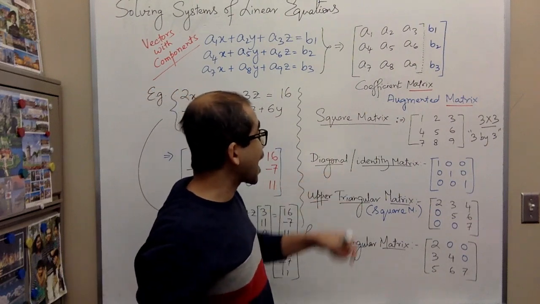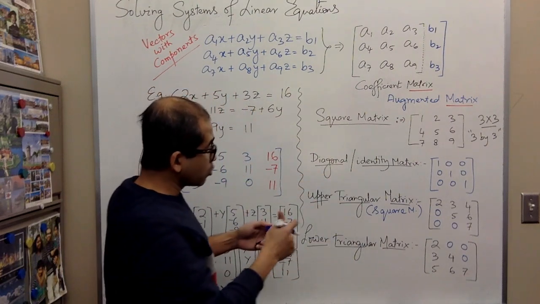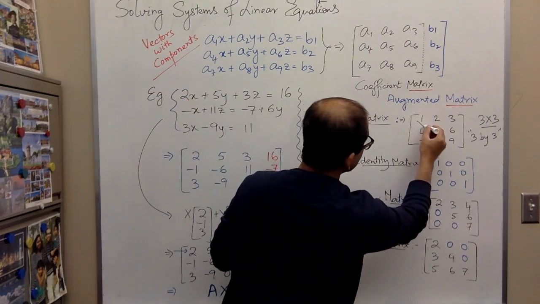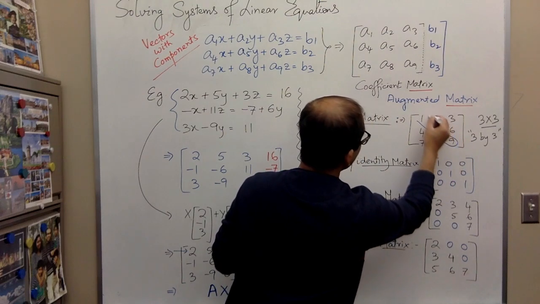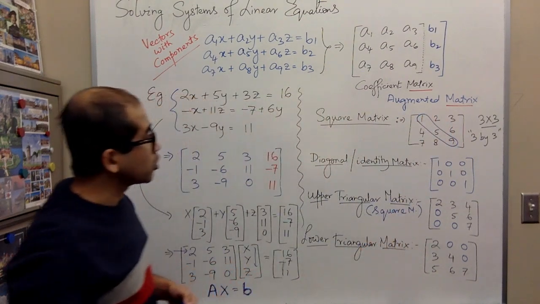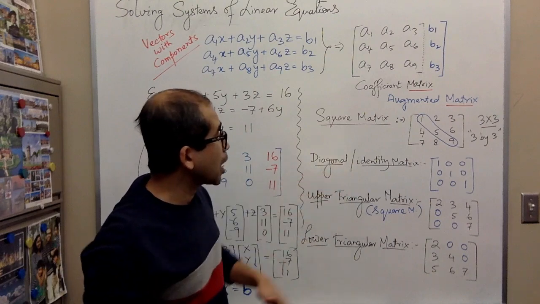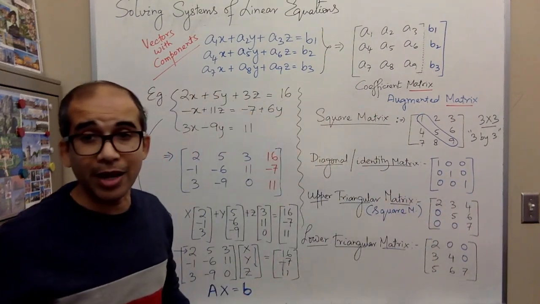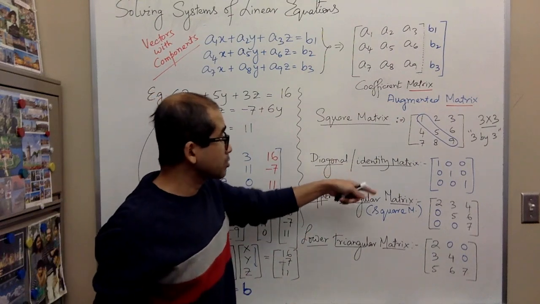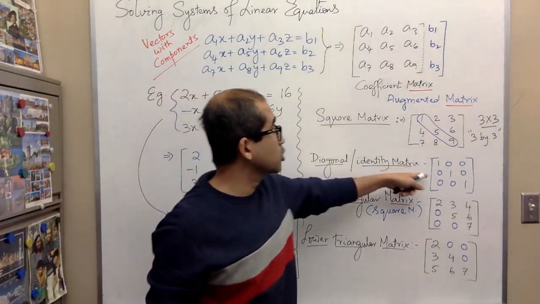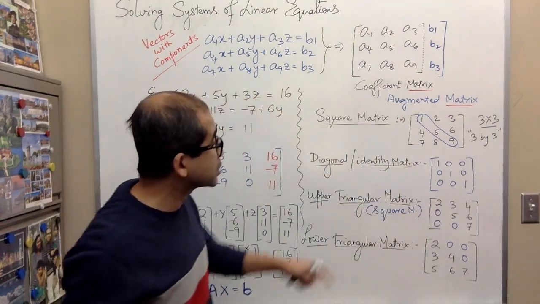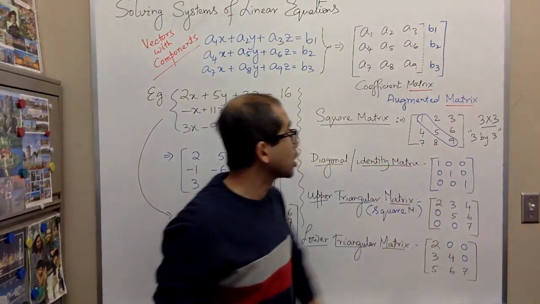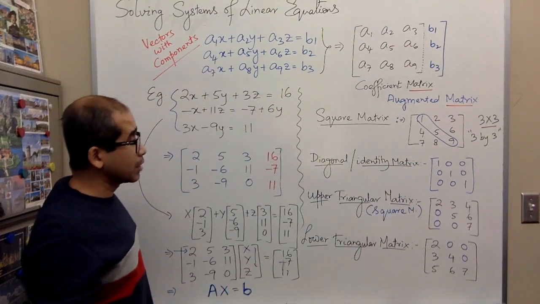What is a diagonal or identity matrix? This is considered the principal diagonal of a matrix. The diagonal matrix is this one, where there are only diagonal elements in the matrix. And the identity matrix, if the coefficient matrix looks like this, we call it an identity matrix, and there are only 1, 1, 1 on the diagonal, and all other elements are 0.